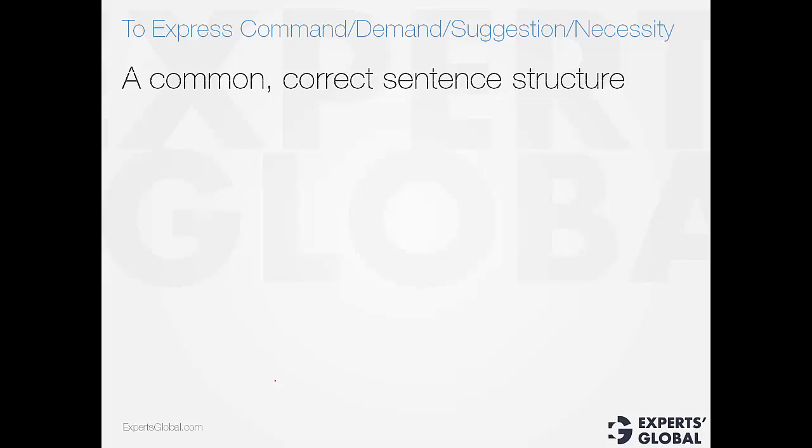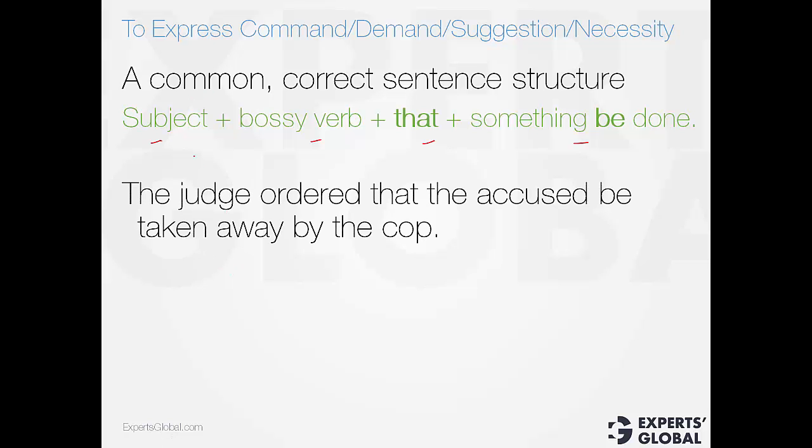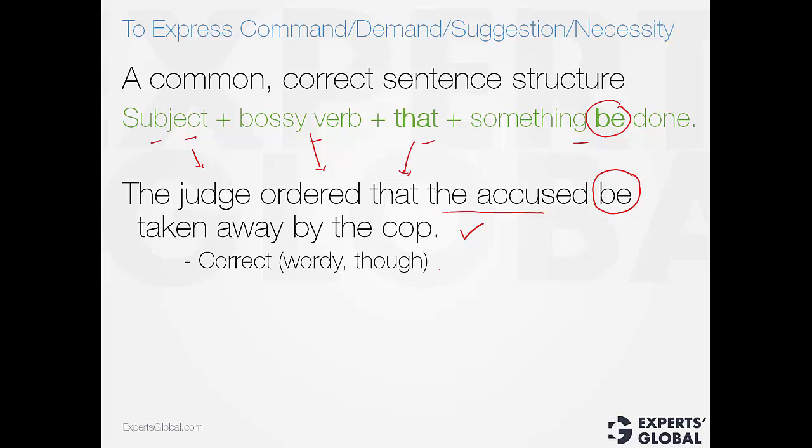The structure is this: subject plus bossy verb plus that plus something be done. Very, very important on the GMAT. The judge, the subject is judge, bossy verb is ordered, that here, something be done, the accused be taken away. So see, something be done, the accused be taken away. A very, very commonly used structure on the GMAT. Although wordy, the sentence is perfectly all right.